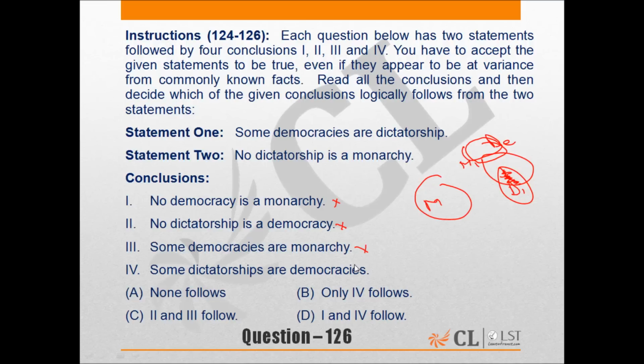4 says some dictatorships are democracies. Yes, this clearly follows from statement 1. Hence conclusion 4 is correct. Therefore, the right answer for this will be option B. Only 4 follows.